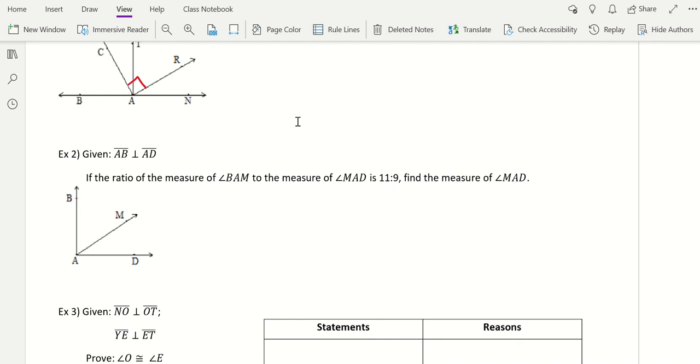I should add as well, write geometric statements. So if you've already paused the video and worked it, go back and write in the geometric statements that you used on this one.